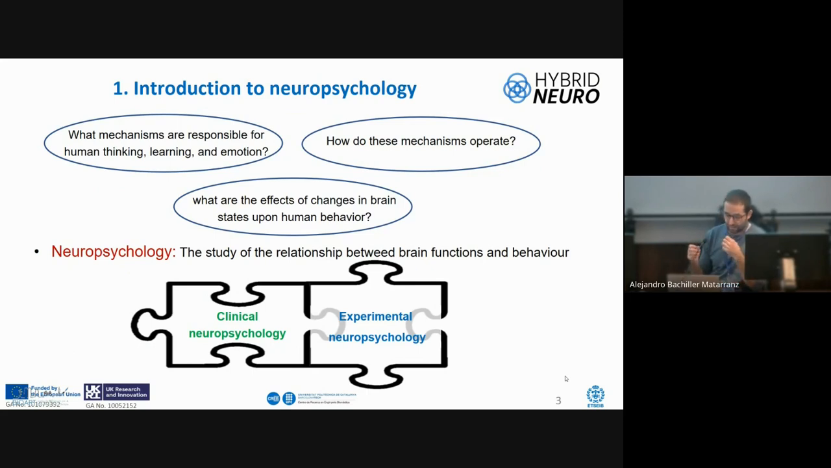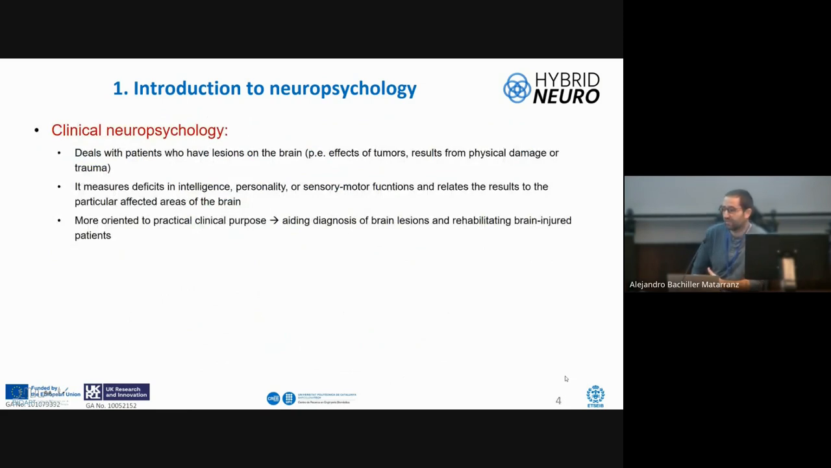The classical overview of neuropsychology is divided into two main issues: clinical neuropsychology and experimental neuropsychology. Clinical neuropsychology deals with patients who have lesions of the brain, for example from tumors, or as a result of physical damage such as an accident or some trauma. It also measures the deficits in intelligence, personality, or sensory-motor functions that are related to the different affected areas. So clinical neuropsychology is more oriented to practical clinical purposes, in order to perform diagnosis of brain lesions and to try to rehabilitate the brain in patients.